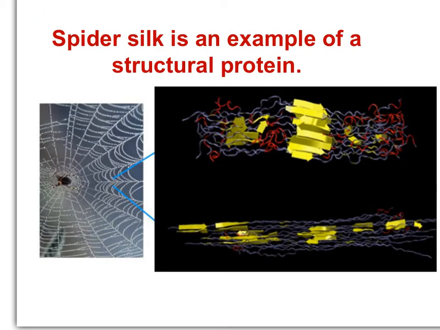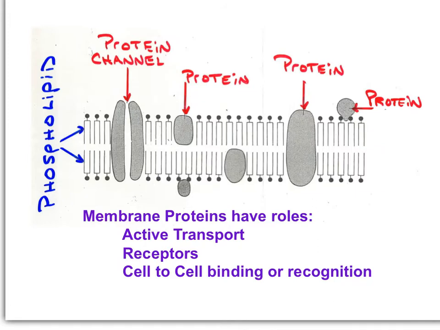Spider silk is an example of structural protein. The silk has the role of capturing insects that will provide food for the spider. Proteins embedded in membranes serve to assist the movement of molecules across a membrane. Some proteins provide nothing more than a channel for facilitated diffusion, while other proteins may actively transport molecules using cell energy in the process. You might recall the sodium-potassium pump.